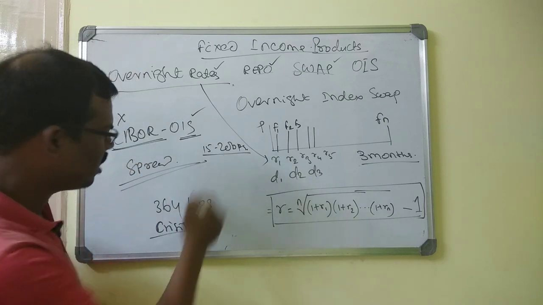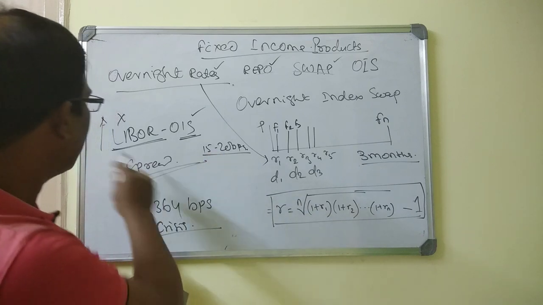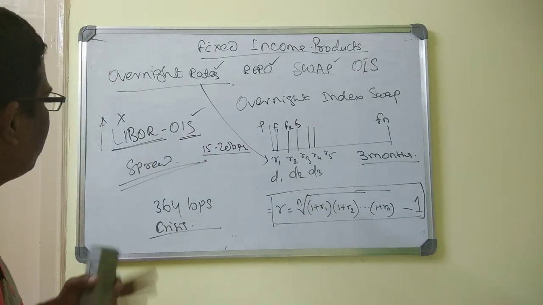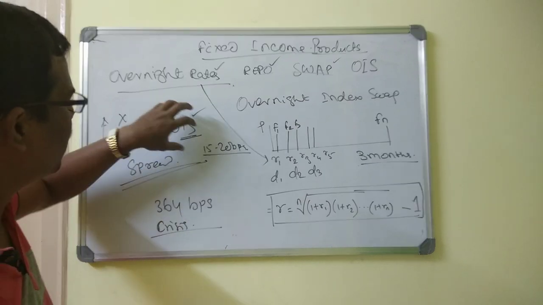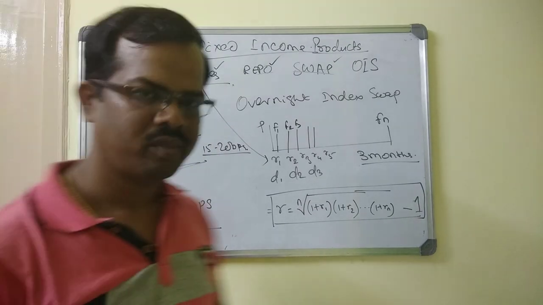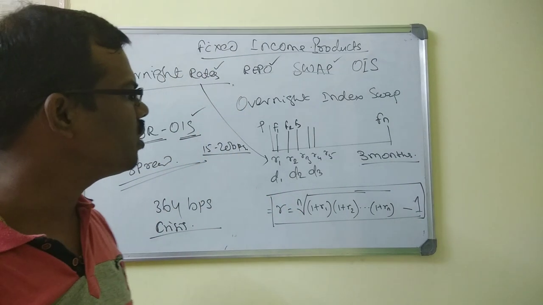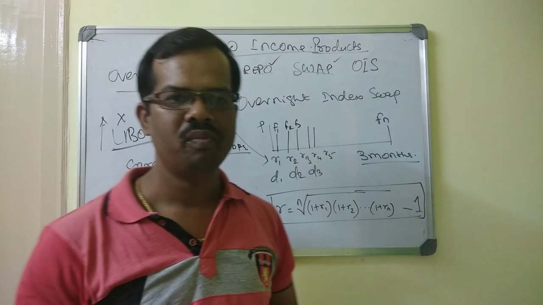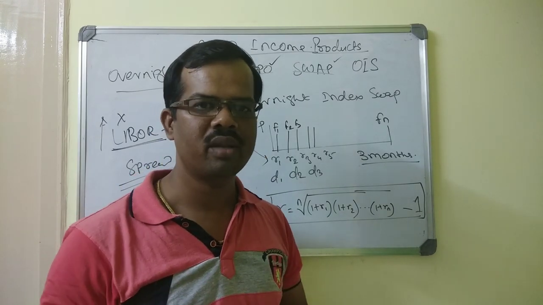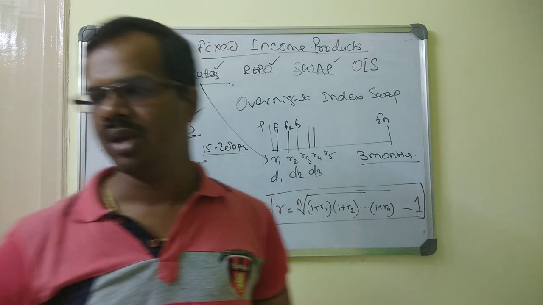So imagine the kind of increase in the LIBOR OIS spread that had happened. That indicates that nobody believed in LIBOR, people only believed in overnight rates. So I hope things are very clear. Next time we will go into YTM, then zero coupon rate, etc., which will lay the foundation for higher concepts.